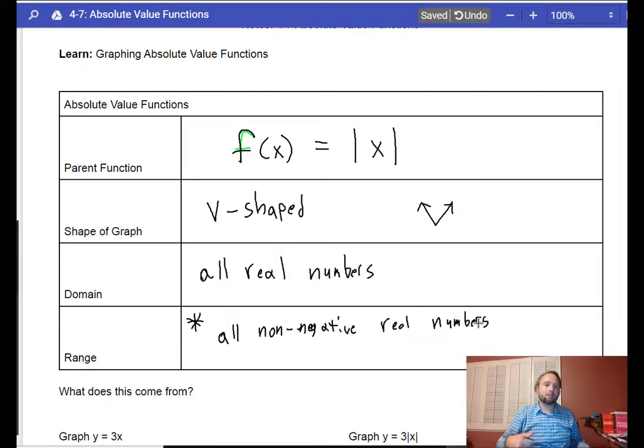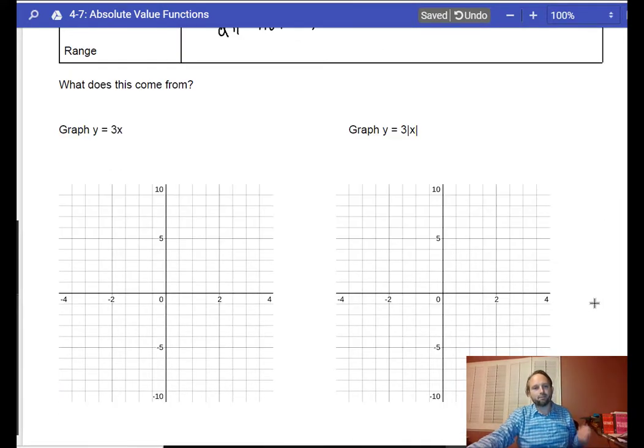Now, when I teach this, I like to graph a linear equation first and show you what it looks like. Where does this come from? So let's graph y equals 3x. If we plugged in 0 for the x value, we would get 3 times 0 is 0. If we plugged in 1 for x, 1 times 3 is 3. If we plugged in 2, we would get 6. If we plugged in 3, we would get 9.